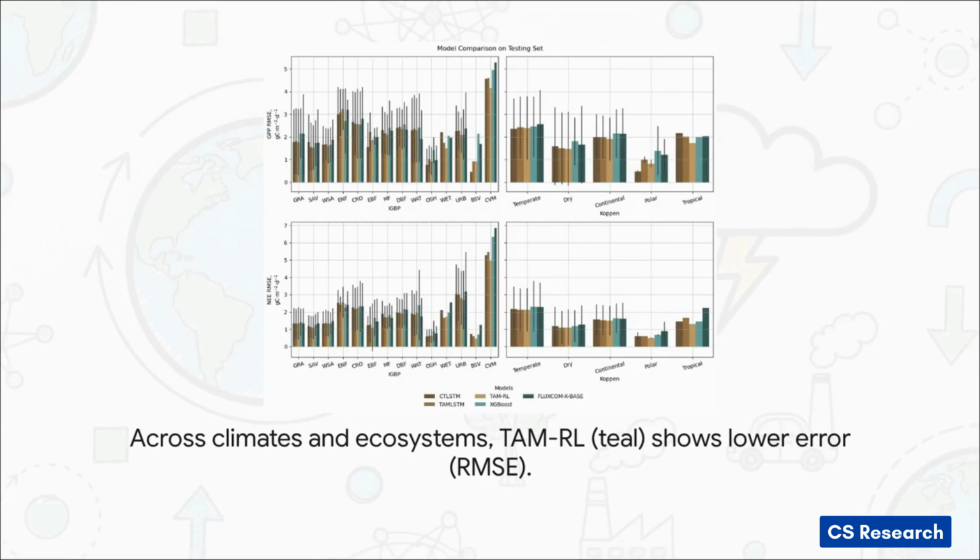And the results are pretty clear. In these charts, a lower bar means less error, so lower is better. The teal bar, that's our challenger, TAMRL. The dark green is the reigning champ. Just look across the different ecosystems and climates. Almost without exception, that teal bar is consistently lower. TAMRL is just more accurate.